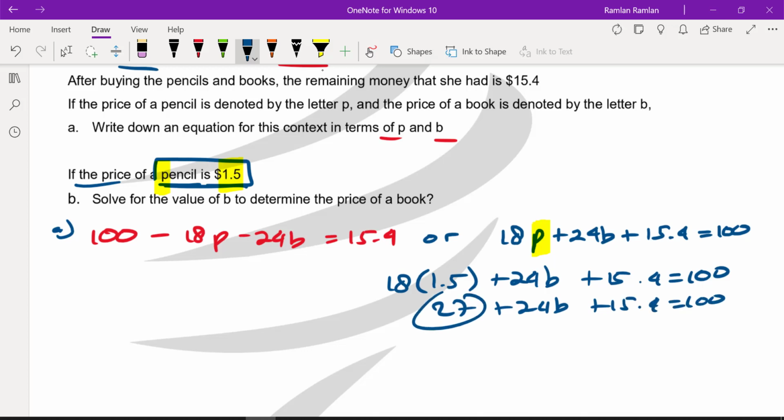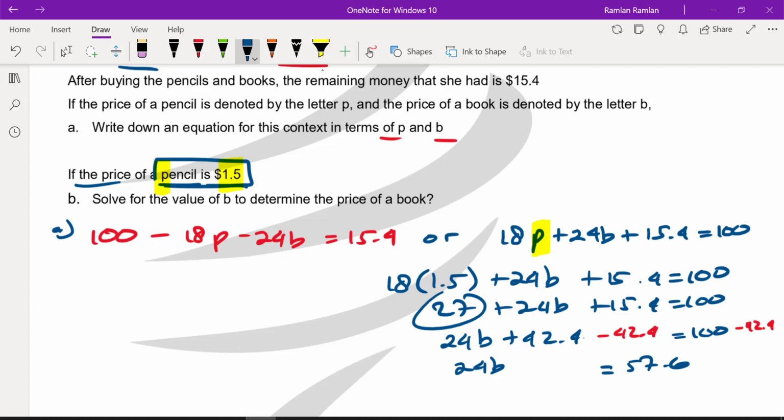And then I can combine this and this one, 27 plus 15.4, and it'll be 42.4. So 24b plus 42.4 equals 100. I'm going to subtract both sides by 42.4, so that it cancels with this one. So I only have 24b on the left side of the equal sign, and then 100 minus 42.4 is going to be 57.6.